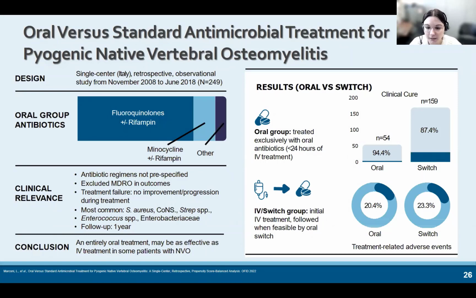Overall, the most common oral antibiotics used were fluoroquinolones with or without rifampin, minocycline with or without rifampin, and then some others mixed in there. The trial concluded that an entirely oral treatment regimen may be as effective as IV treatment in some patients with native vertebral osteomyelitis. So this trial was a good first look at completely oral regimens for native vertebral osteomyelitis.